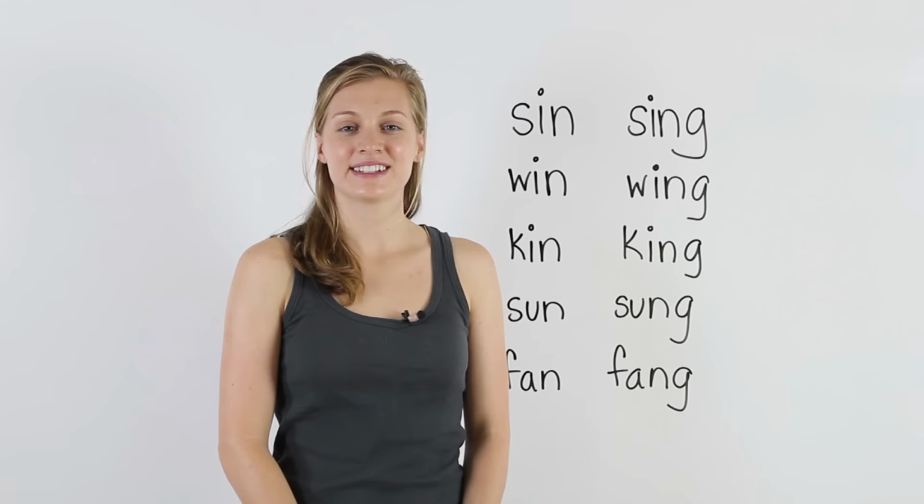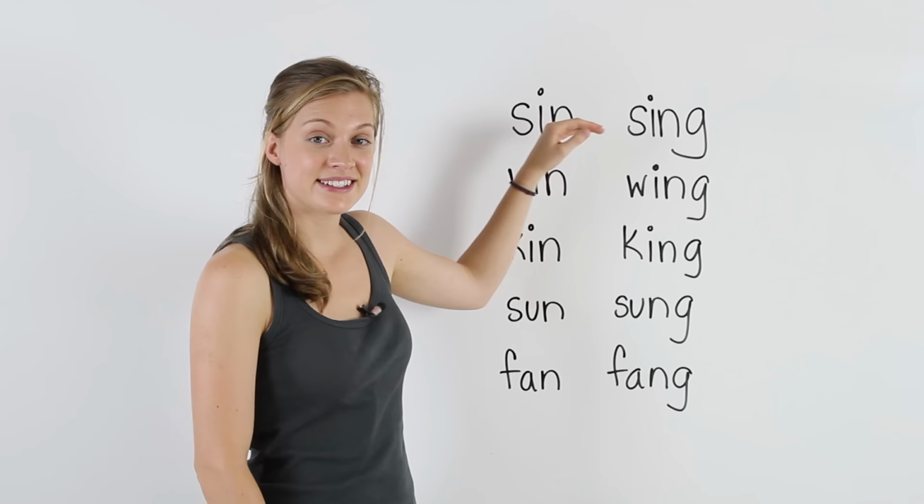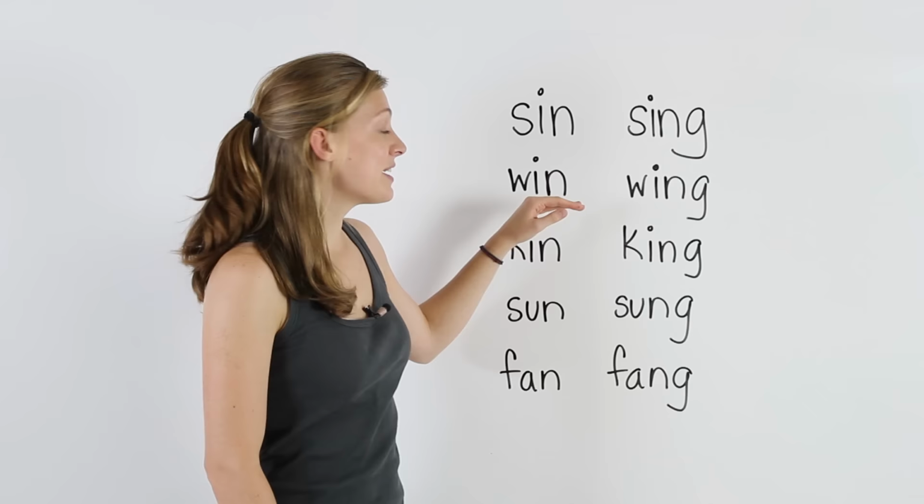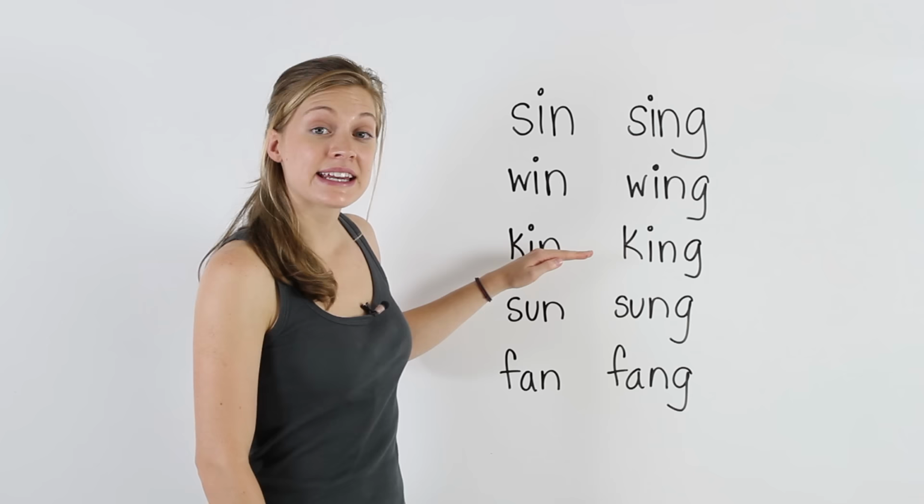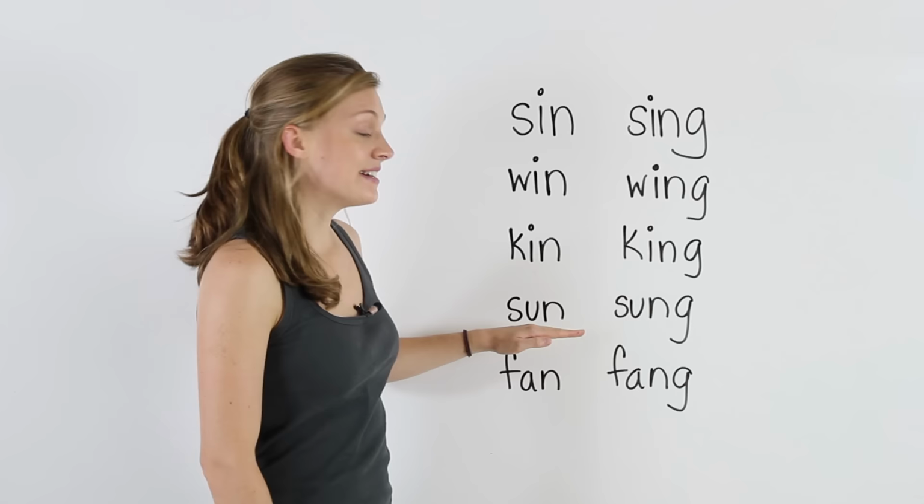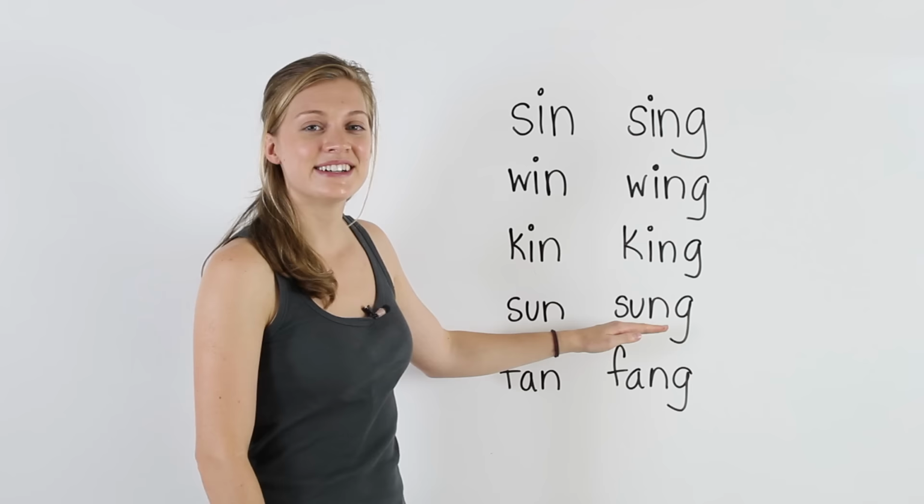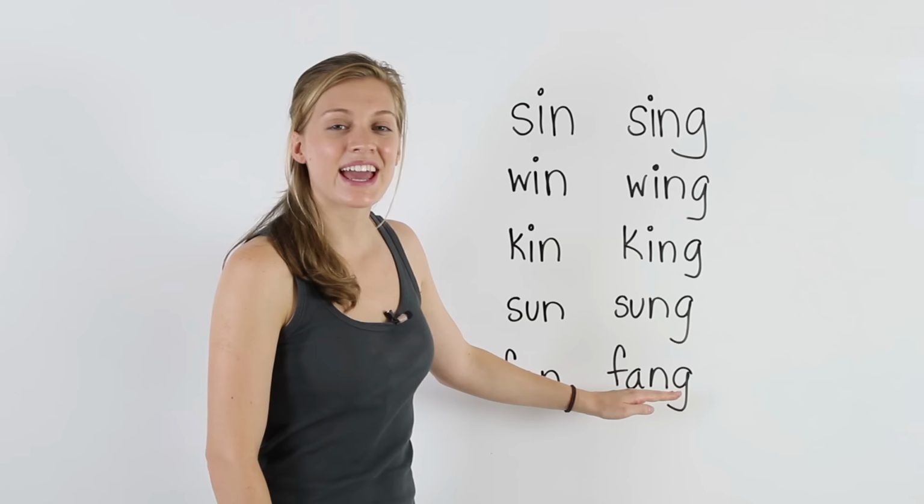Here's our first set of minimal pairs. It's very important to repeat after me. Sin, sing. Win, wing. Kin, king. Sun, sung. Fan, fang. Let's move on to our next set.